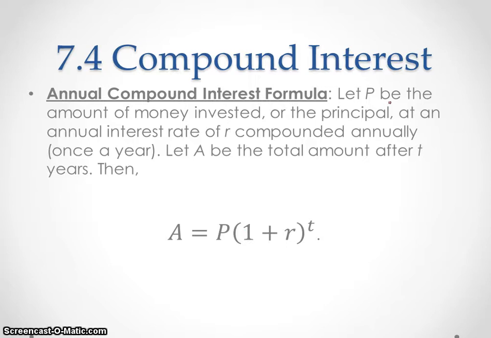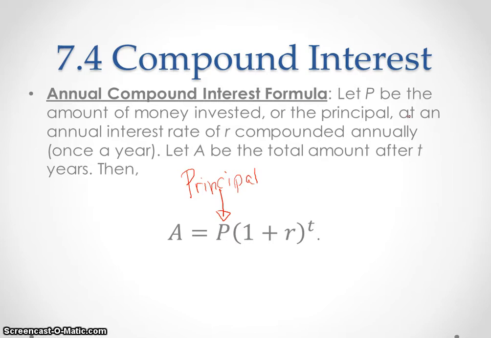So it says, let P be the amount of money invested, or the principal. That's why they call it P. So let's go ahead and label P as our principal. Okay, and that's the amount of money that you're going to put in there. So let's say you worked a summer job and you earned $2,000, so you want to put it in the bank, so your principal then would be $2,000. So that's the number you'd put right here.